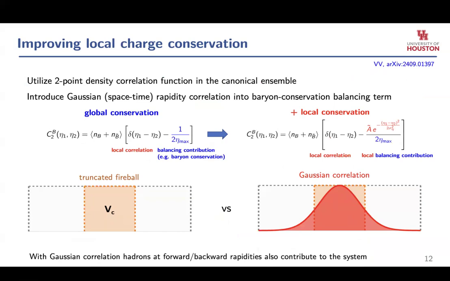So imagine this as rapidity or space-time rapidity. Essentially, if you have one charge here, what is the probability that the balancing charge would be somewhere to the left or to the right? So this probability decreases with the Gaussian for local conservation. If there was global conservation, it would be just a uniform distribution up to maximum rapidity. So the width of the Gaussian determines how far apart the balancing charge can be.